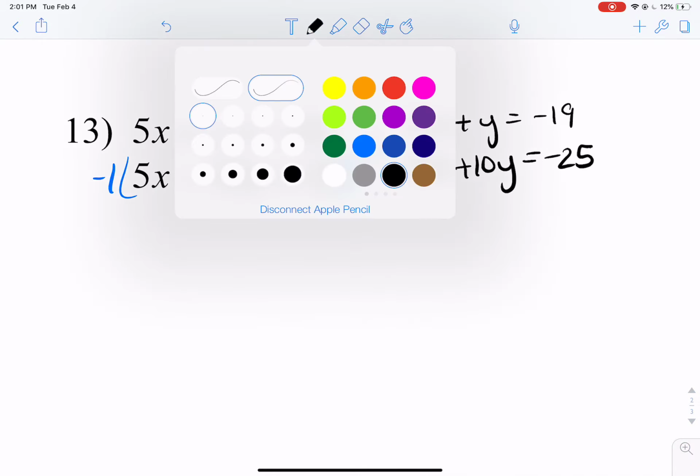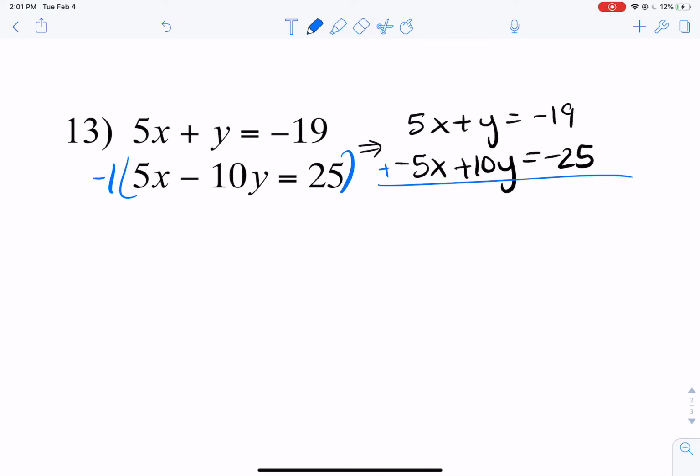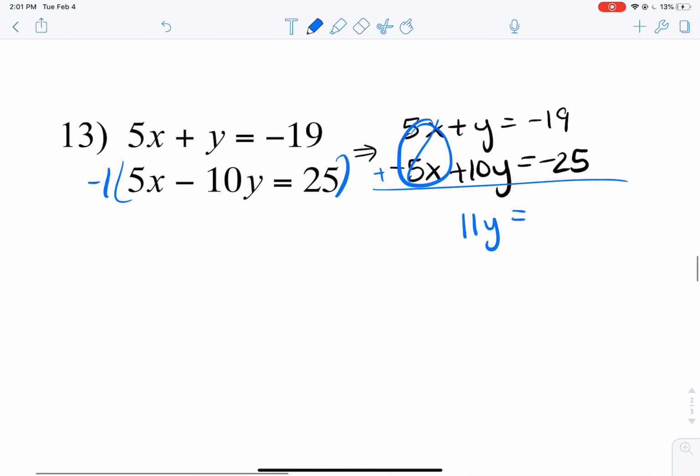So adding downwards, and I need the blue pen, adding downwards, this becomes 0. This is 11y. And this is negative 44. Dividing by 11, the value of y is going to be negative 4.